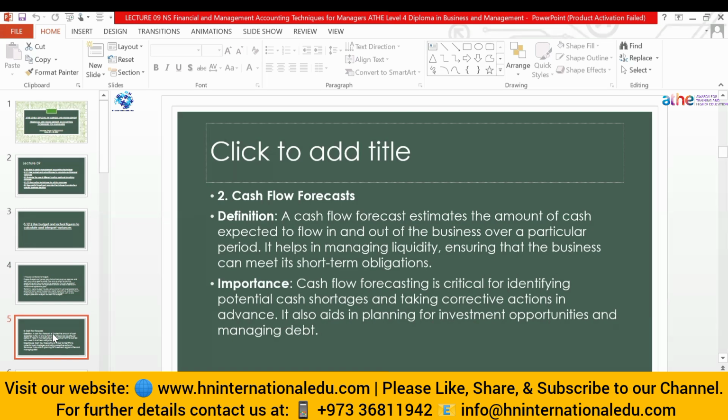Importance. Cash flow forecasting is critical for identifying potential cash shortages and taking the corrective actions in advance. It also aids in planning for the investment opportunities and managing debt. So, why it's necessary to have a good cash flow account balance in an organization, whether it's an inflow or outflow, because the first thing is it deals with the shortage of cash.